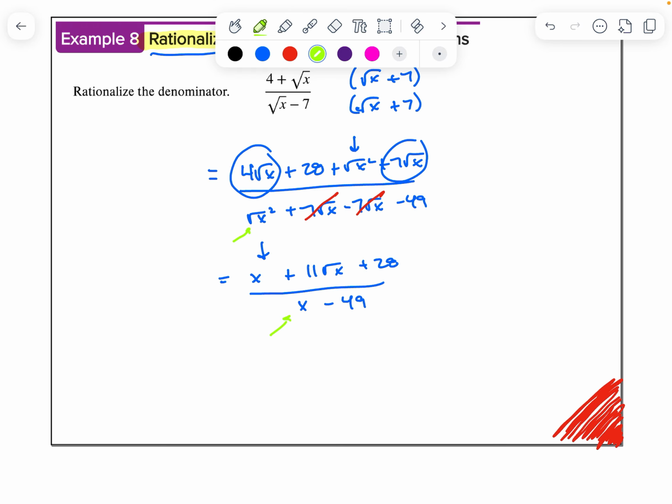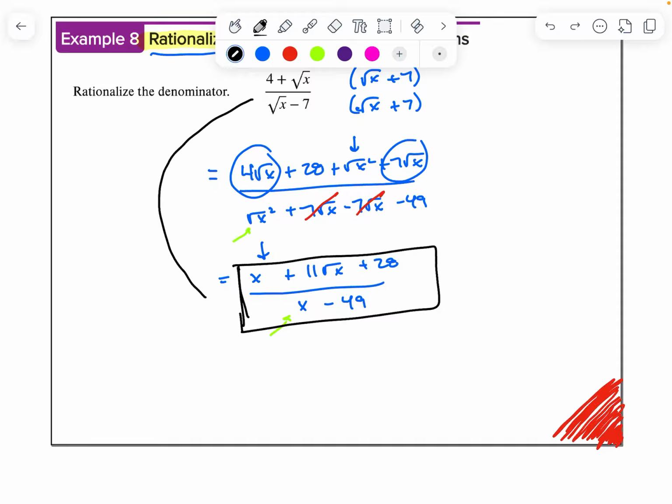This is not a super nice looking answer like we have been getting, but that's as simple as we can get it. And notice that the denominator does not have a square root, and that was our goal. So here the denominator had a square root. Down here, in the simplified version, the denominator does not have a square root. And that is how you divide and rationalize denominators with rational expressions.